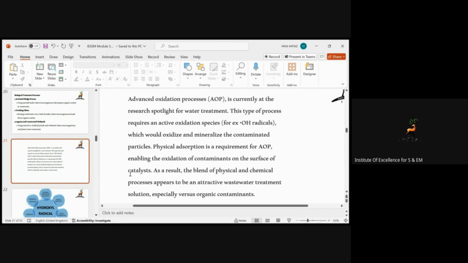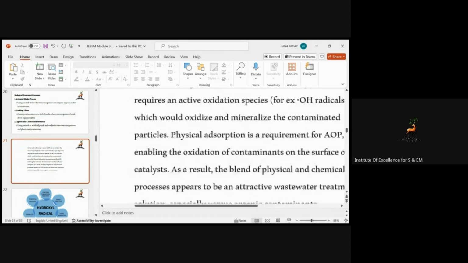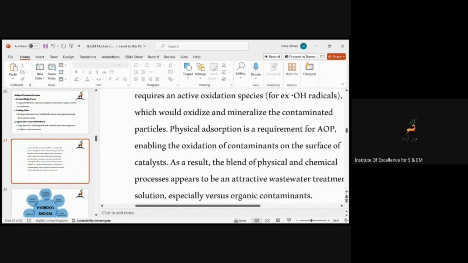So here is a term which is known as catalyst. Does anybody have an idea what a catalyst is? Yes. What is a catalyst?